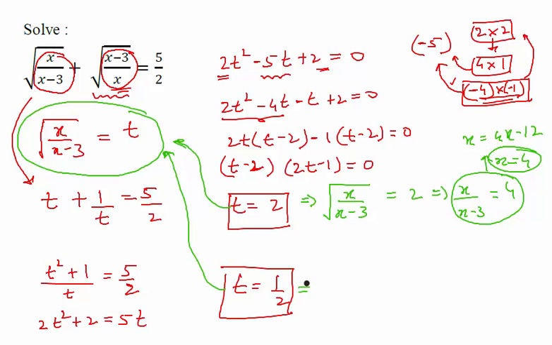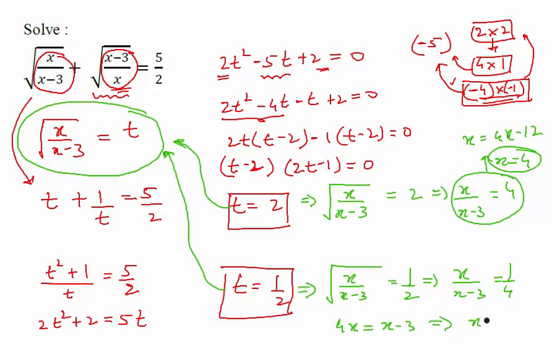Also, if t is equal to half, what will happen? You will get the equation under root of x upon x minus 3 is equal to half. If you square both sides, you would again get x upon x minus 3 is equal to 1 by 4. Let us simplify this. If you simplify this further, you will get 4x is equal to x minus 3, which will give you the answer x is equal to minus 1. So x equal to 4 and x equal to minus 1 become your final answer.